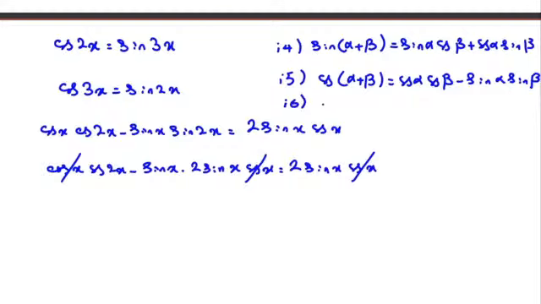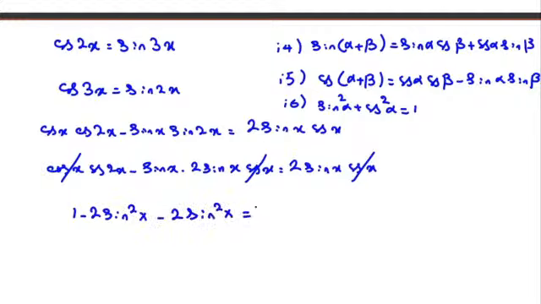Idea 6: sine squared alpha plus cos squared alpha equals 1. If you use identity 5 and 6, we can write this one as 1 minus 2 sine squared x minus 2 sine x. Now, if you take all things to the right side, it will be 4 sine squared x plus 2 sine x minus 1 equal to 0.